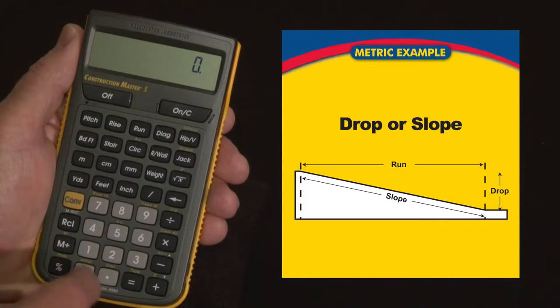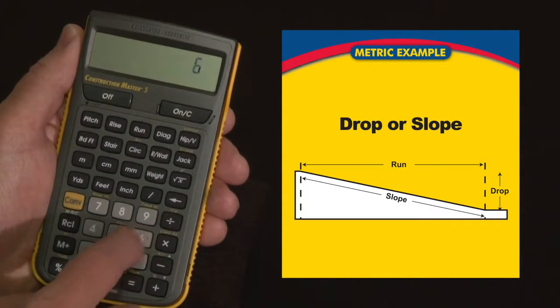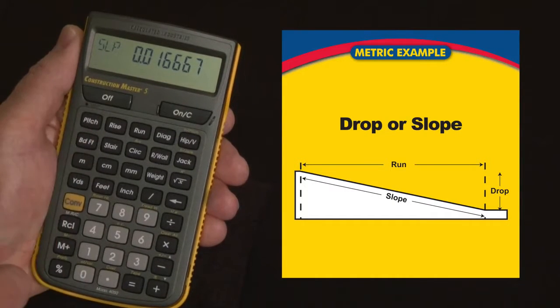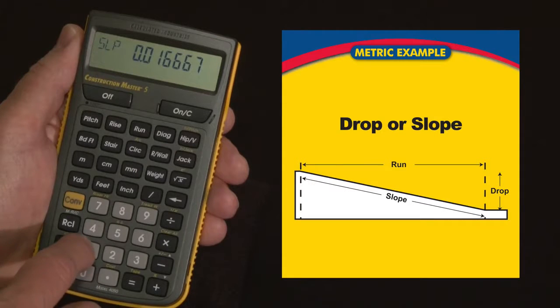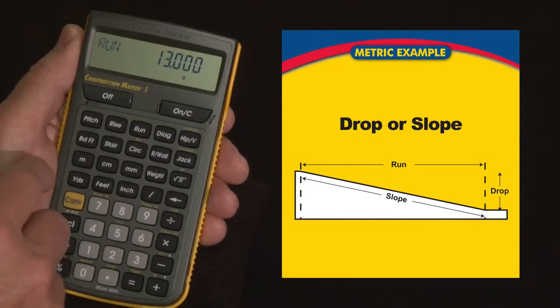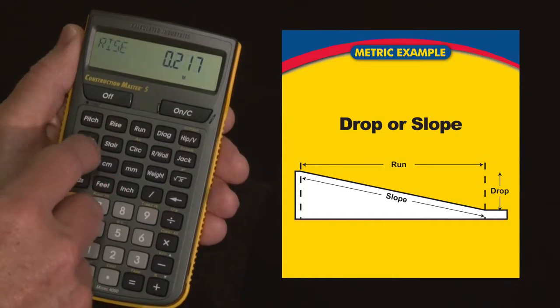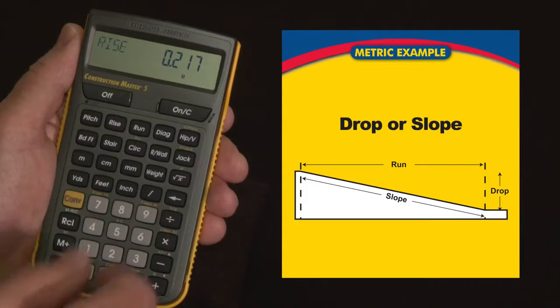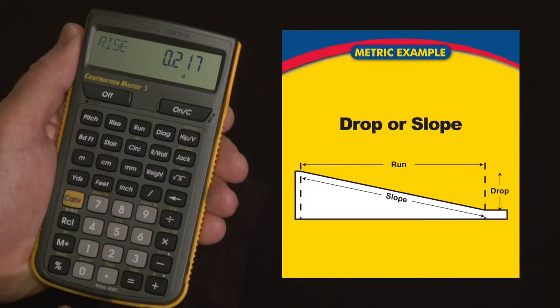So let's start off with a 1:60. 1 divided by 60 equals, and I'm going to hit convert to pitch, and that just enters that as the slope. So now I put in the run. So let's say 13 meters is the length of this driveway, and I call that the run. And I press the rise key, and it tells me at the far end of this driveway it's going to be 0.217 meters or 217 millimeters lower than at this end.